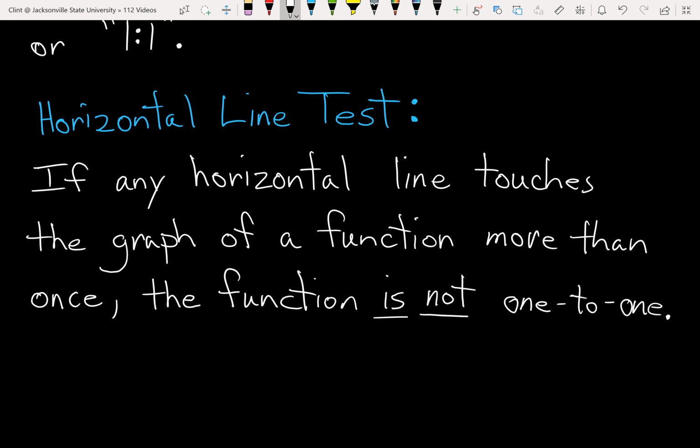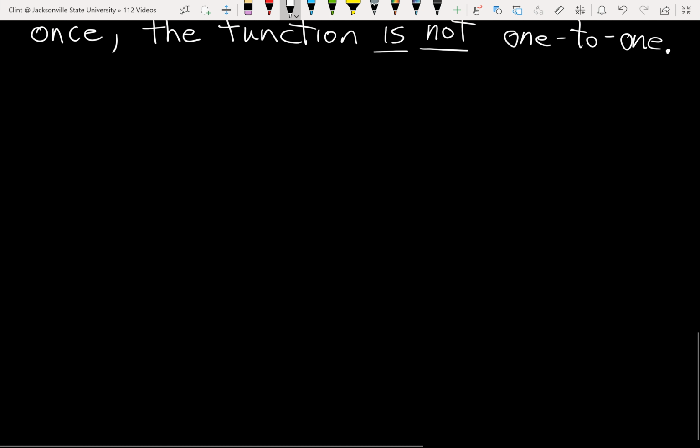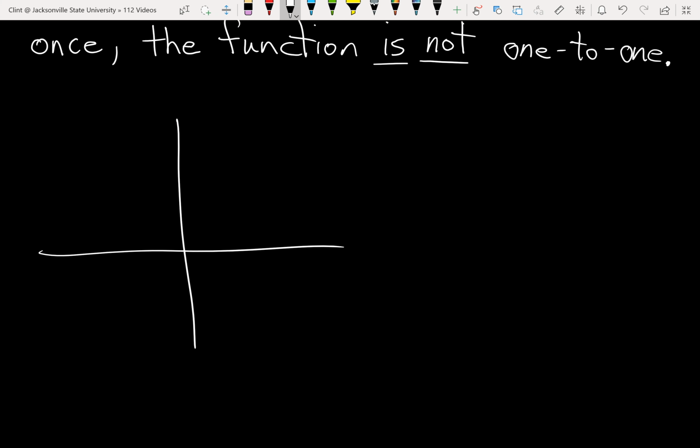In other words, if we think about it the other way around, if there's nowhere that we can draw a horizontal line that touches the graph more than once, then the function is going to be 1 to 1, so it does have an inverse. Let's look at a couple of graphs here. Here's a function, and we look to see if there's anywhere we can draw a horizontal line that touches the graph more than once. On this one, there's not. So this function is 1 to 1. That means it has an inverse.